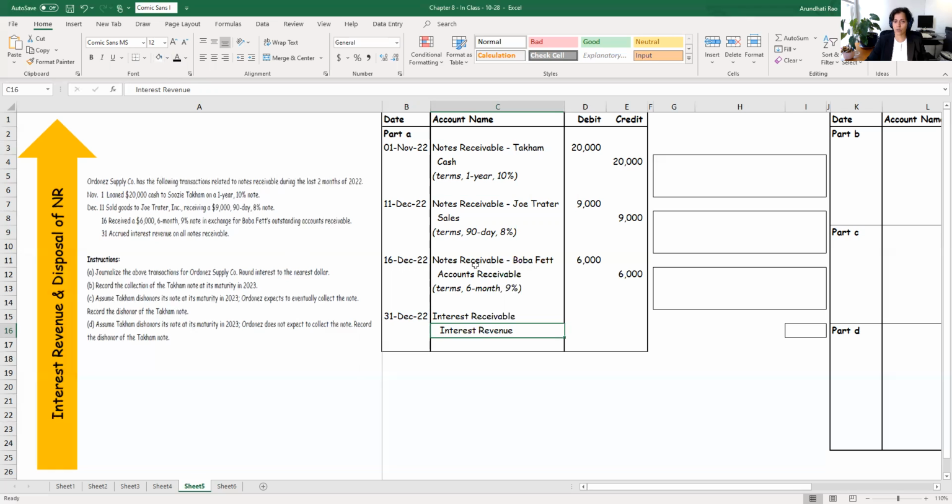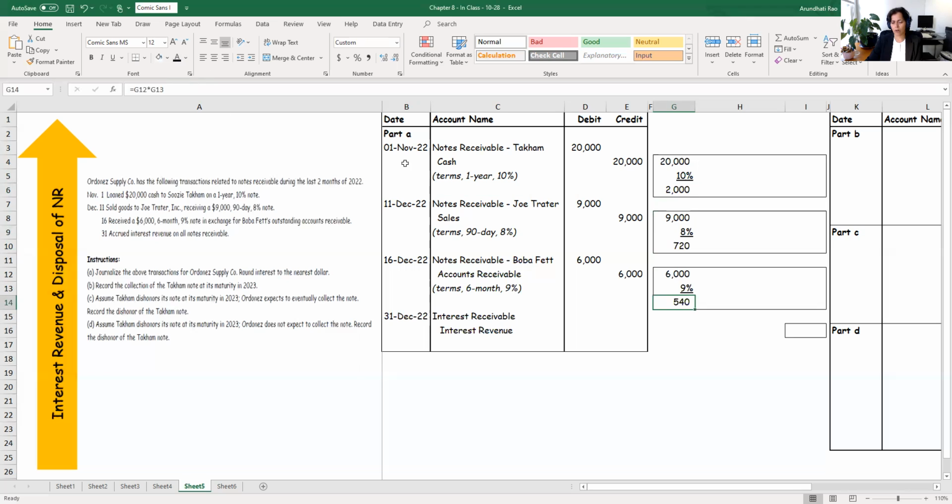So let's do it in 2 steps. First, let's calculate the interest for the full year, because the interest rate is always per annum. The 10%, 8%, 9%, they are per annum. But the period of the note is not for the full year. So let's start out with our first step in the calculation. We have a $20,000 note, 10% per annum would yield us $2,000 in interest. The second note is $9,000, 8% would give us $720 in interest. The third is $6,000, 9% would give us $540.